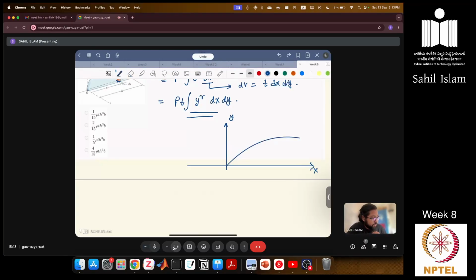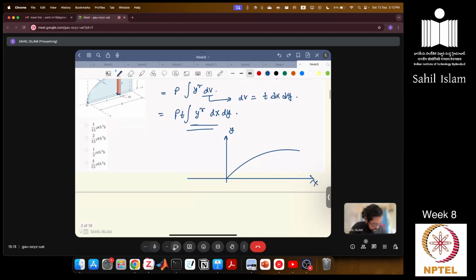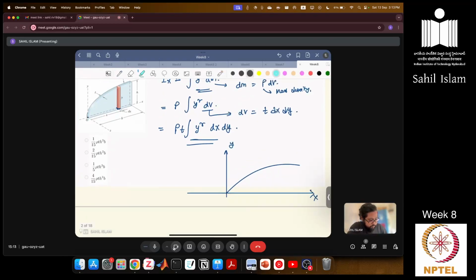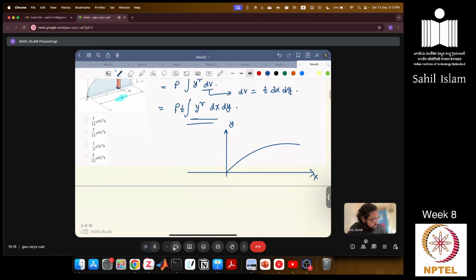Now what does this integral mean? It means the second moment of area under this curve. Along the x direction this length is b, and along the y direction this length is h. So here we put our cutoff like this. This direction is b and this direction is h. So this point is (0, 0), this point is (b, 0), and this point is (b, h).